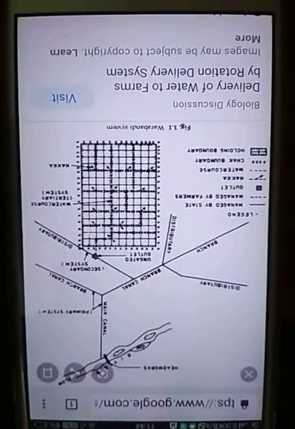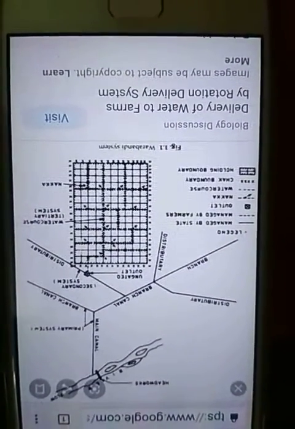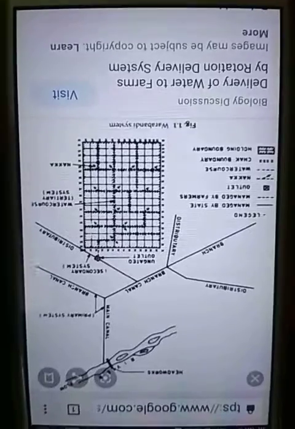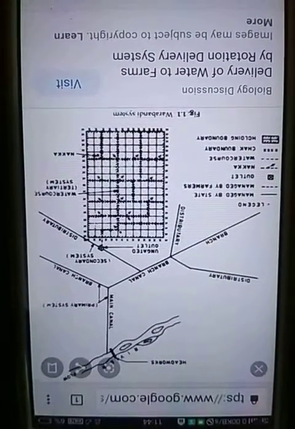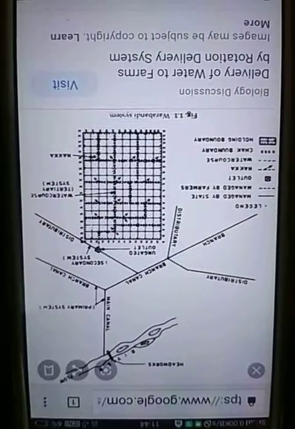The main advantage of the roster system is that the wastage of water is considerably reduced because a large size stream is used for a small period. So this is all about the two steps we have studied, the roster system and volumetric assessment of water. In the next lecture we will move towards further steps for irrigation efficiency.